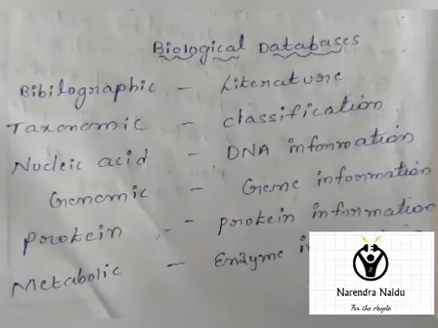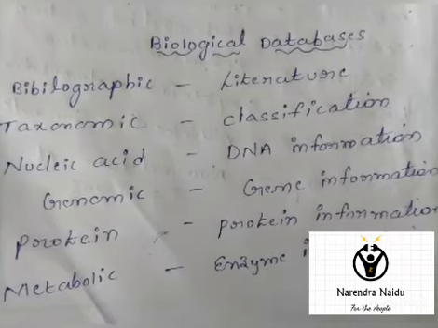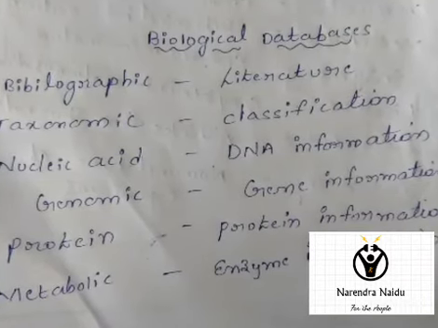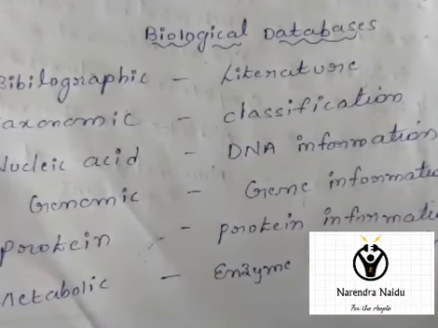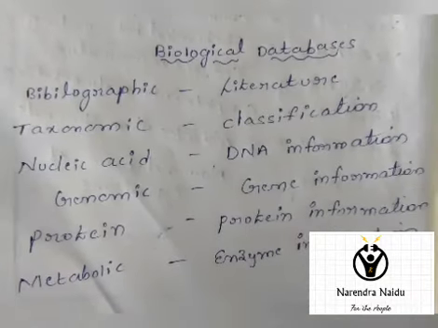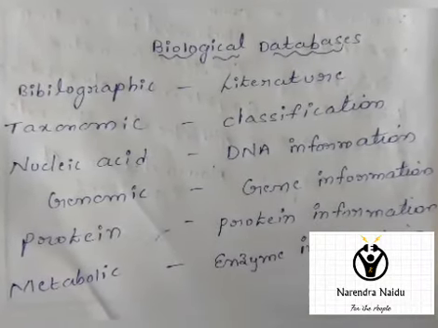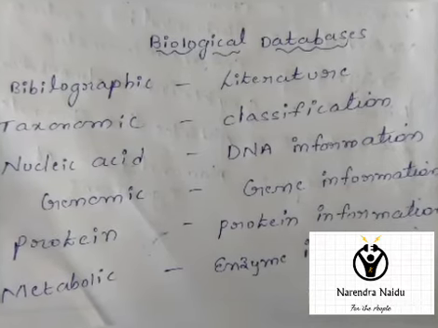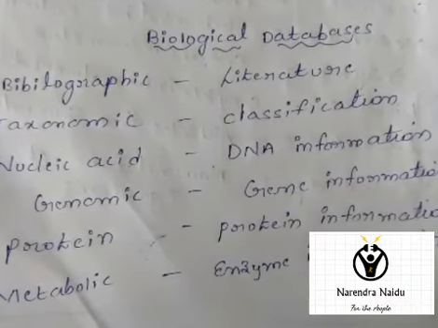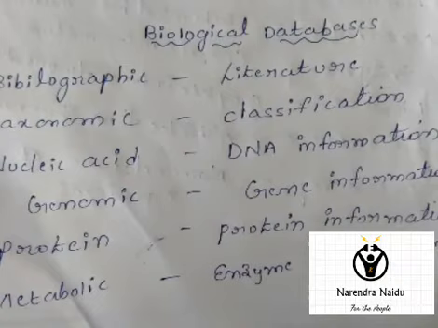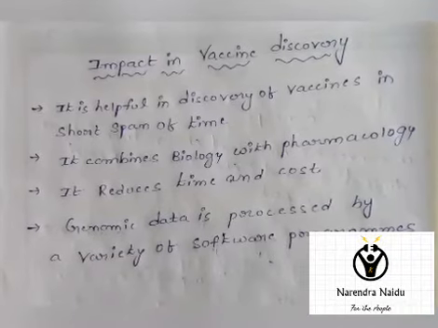And biological databases include the bibliographic database, which contains literature, the taxonomic database, which contains classification of organisms, the nucleic acid database, which contains DNA information, the genomic database, which contains gene information, the protein database, which contains protein information, and the metabolic database, which contains enzyme information.